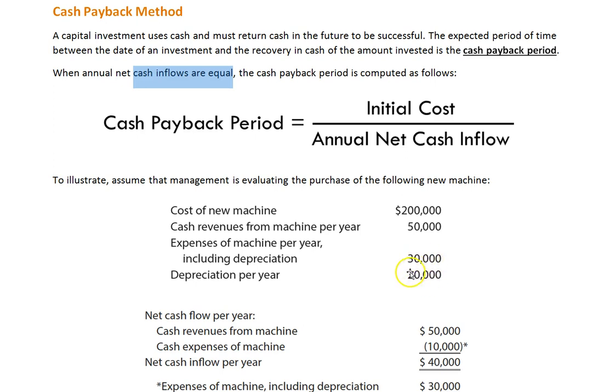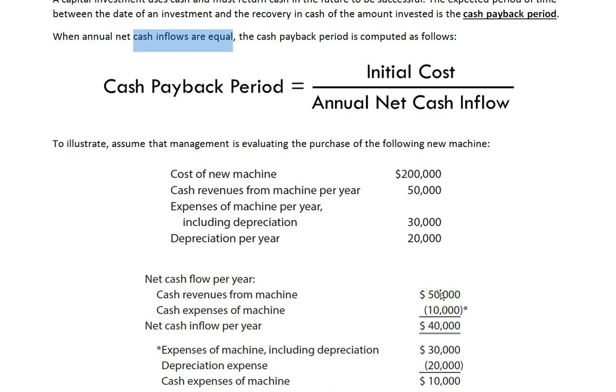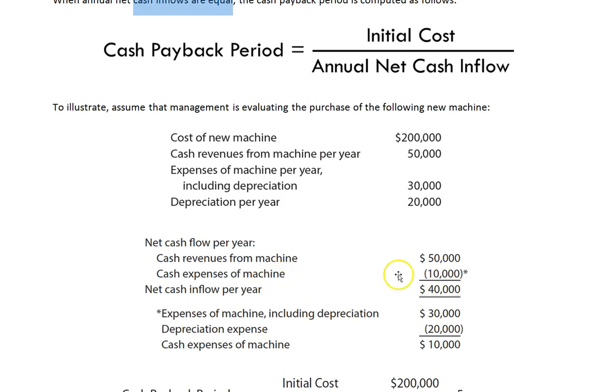The actual cash expenses per year are $10,000. So we're going to assume this is the cash revenue and the cash expenses will be 10. So we're going to take the revenue of $50,000 minus the cash expenses of only $10,000, right? Because we take out the depreciation, and we get our net cash inflow of $40,000 per year.